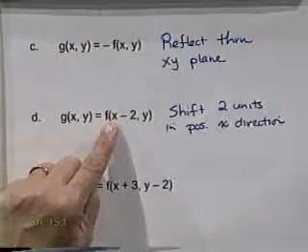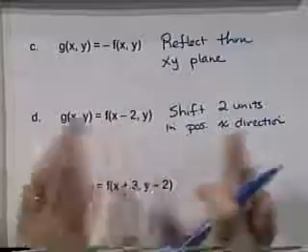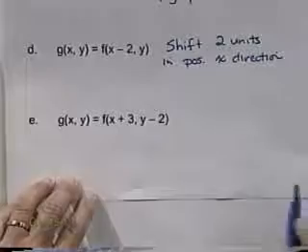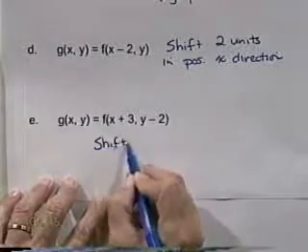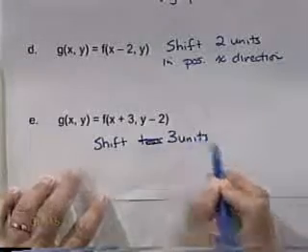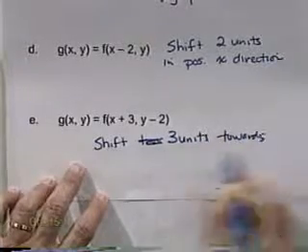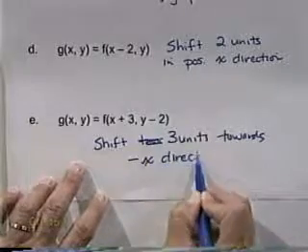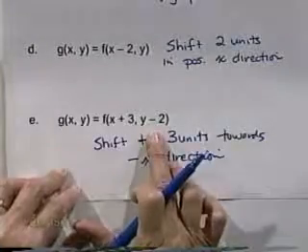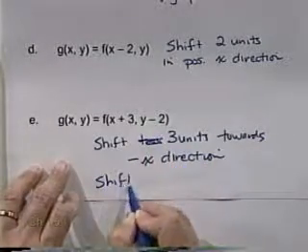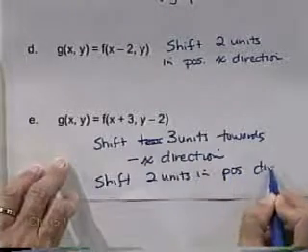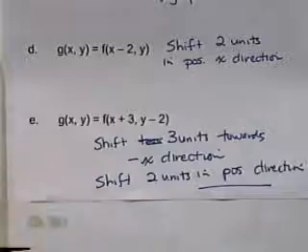Just like f of x minus 2 shifted you to the right 2. To the right is positive x direction. You're going to shift to the positive right 2. And lastly, this one's going to shift 3 units towards the minus x direction. And after you shift it 3 units in the minus x direction, then what's the minus 2 going to do? You're going to shift it 2 units in the positive direction.